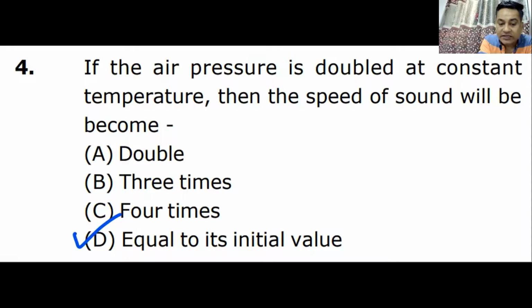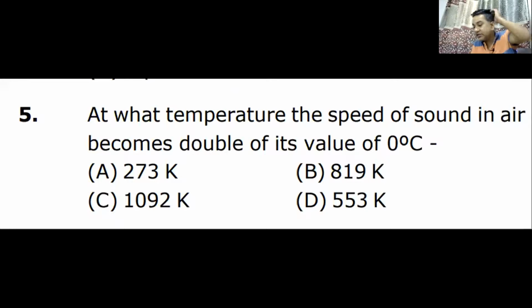And I want an instant answer from you. At what temperature does the speed of sound in air become double of its value at 0 degree Celsius? Waiting for your answers. 0 degree Celsius, remember, is 273 Kelvin. So you need to double the speed of sound. The temperature is 273 Kelvin. What should be the temperature where the speed of sound is doubled? And I wait for your answers here.